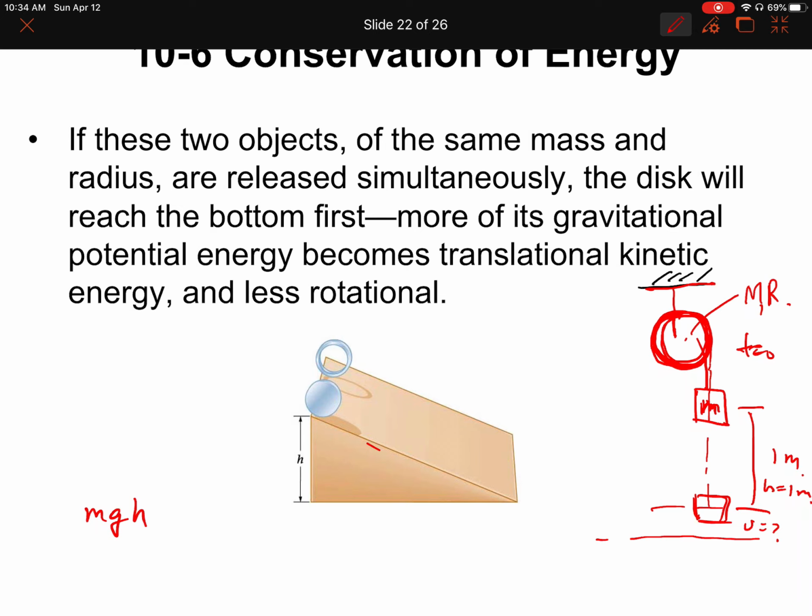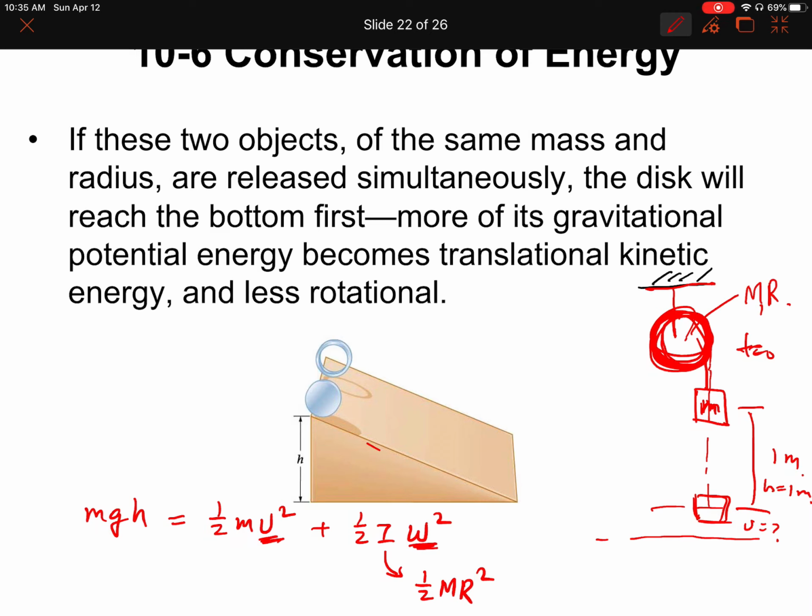Okay, and then when this object drops 1 meter, you have kinetic energy. Meanwhile, this disk also rotates, right? So plus 1/2 I omega square. And I here is 1/2 m R square. And what's the relationship between omega and v?